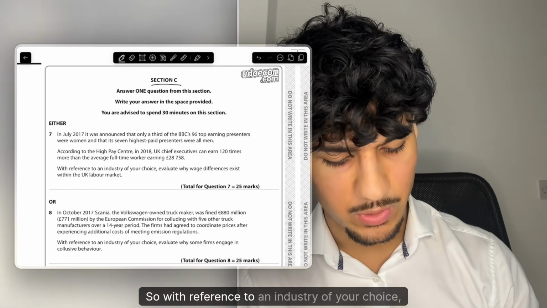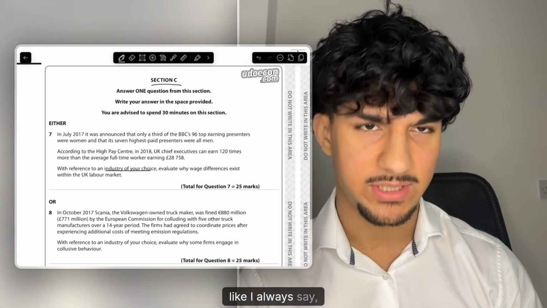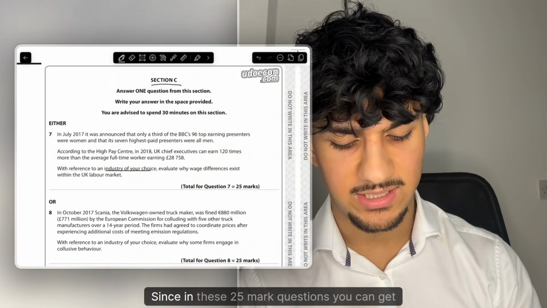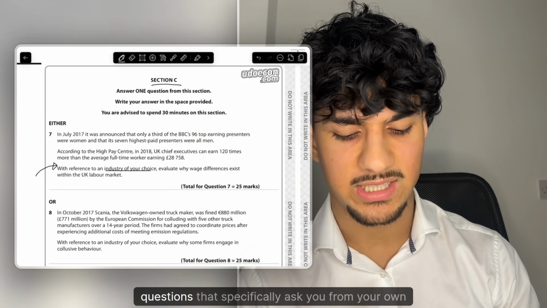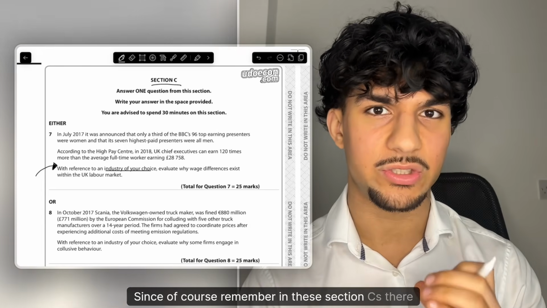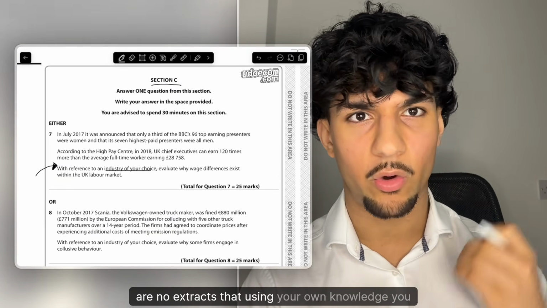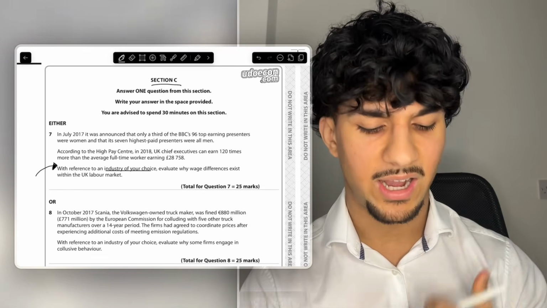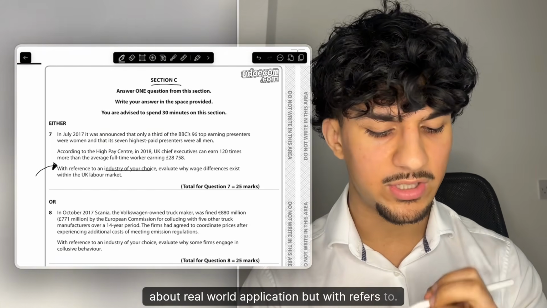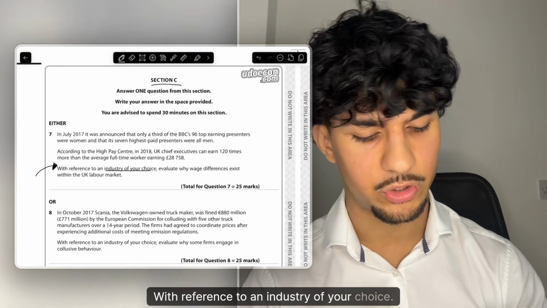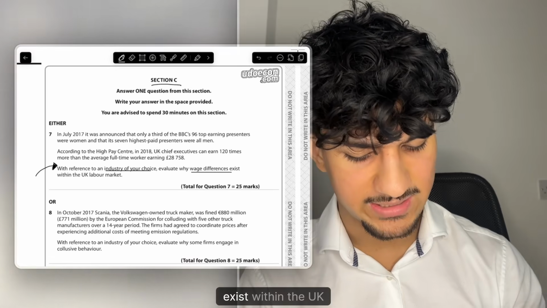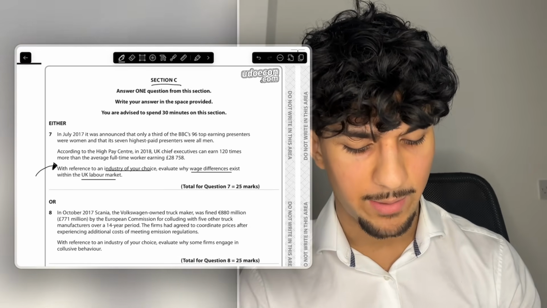So, with reference to an industry of your choice, like I always say, this is why we emphasize real-world application so much, since in these 25-mark questions, you can get questions that specifically ask you from your own knowledge. Remember, in these section Cs, there are no extracts, so using your own knowledge, you need to be able to refer, add stats, add figures about real-world application. But with reference to an industry of your choice, evaluate why wage differences exist within the UK labour market.